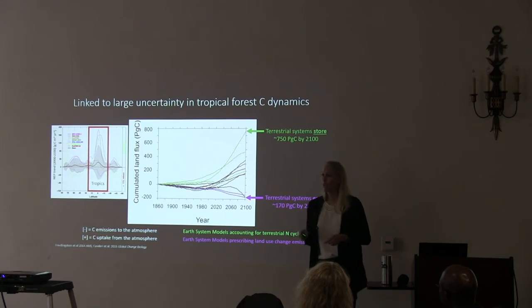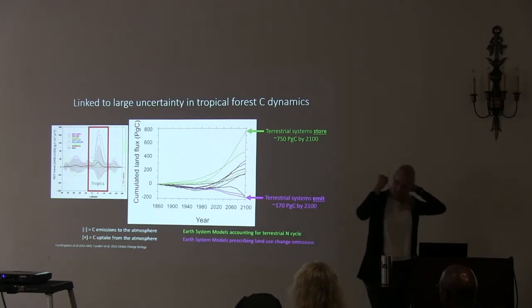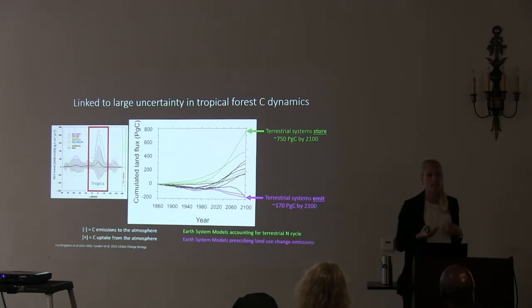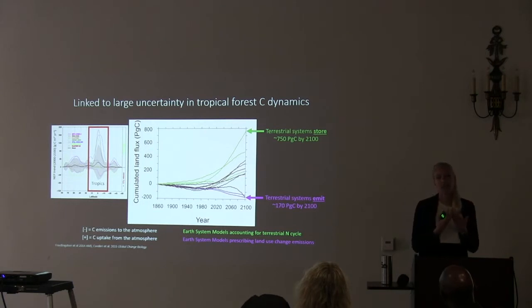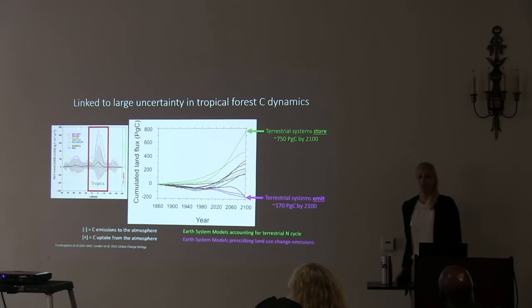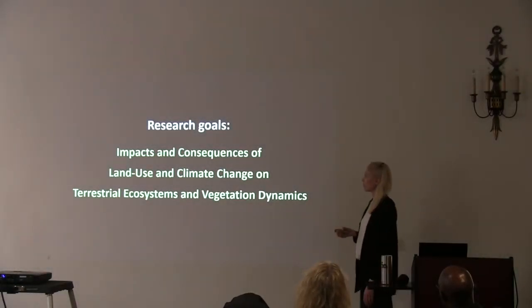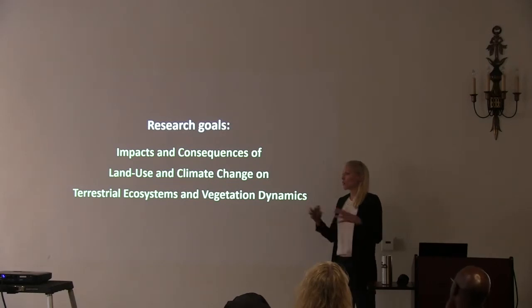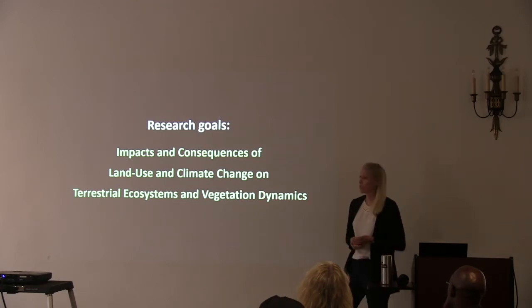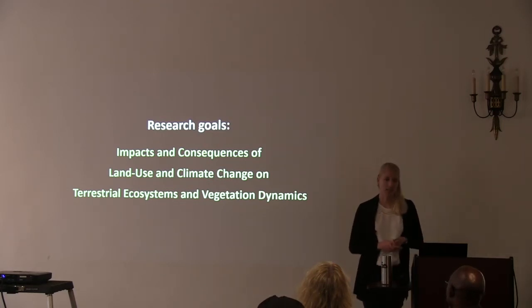A more recent paper that came out a few years ago really highlighted that a huge amount of this uncertainty is linked to our uncertainty of tropical forest systems and our inability to constrain what's happening in those systems. So this brings me to my research goals, which are broadly focused on trying to understand impacts and consequences of both land use and climate change on terrestrial ecosystems and vegetation dynamics.